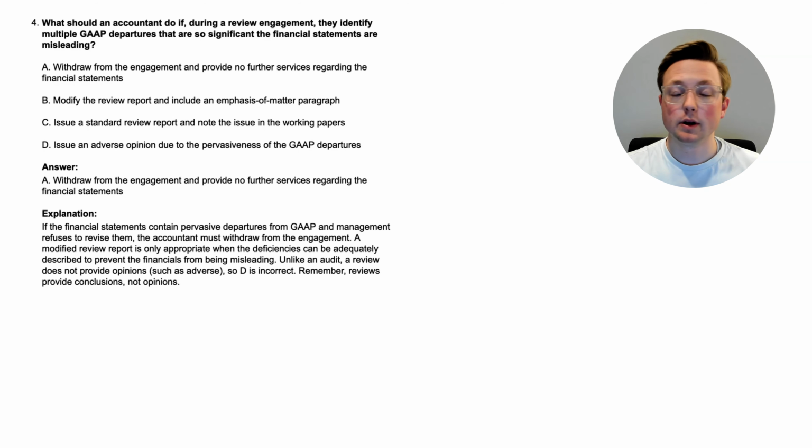If there are departures from GAAP, but they're not pervasive and management does fix them, the accountant can modify their report without having to withdraw from the engagement. But in this situation, because they're pervasive and management isn't going to revise them, the accountant has to withdraw. A modified review report is only appropriate when the deficiencies can be adequately described to prevent the financials from being misleading. Unlike an audit, a review does not provide opinions, such as adverse.